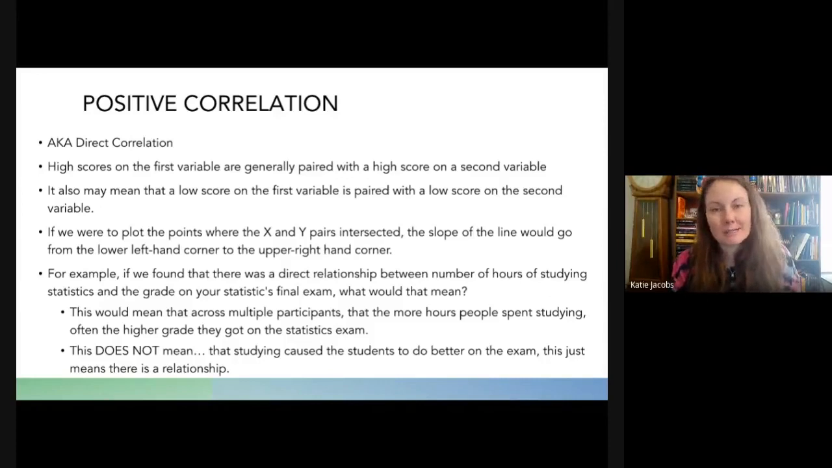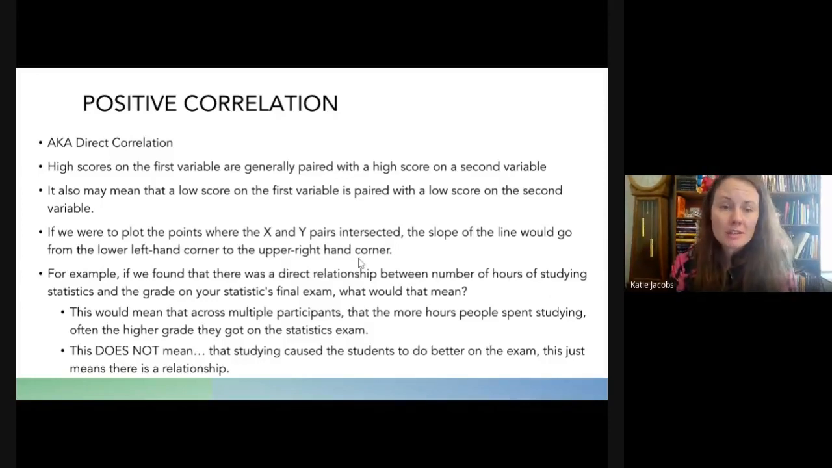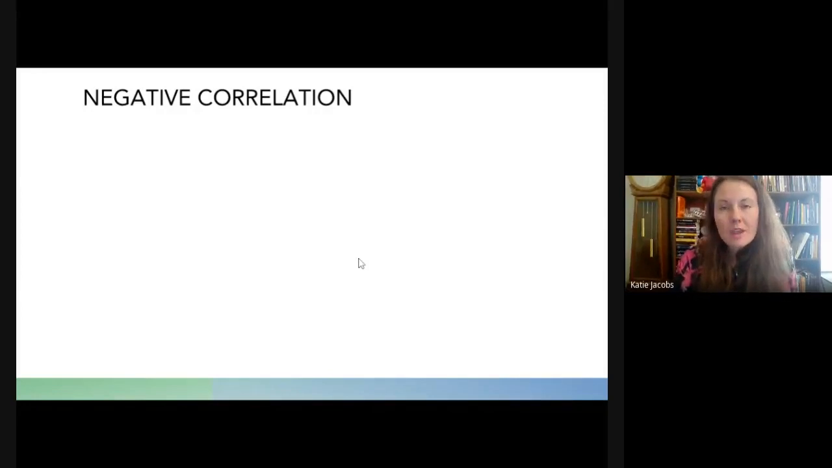correlation. The fourth possibility is that there's not actually a relationship, that these things just happen to relate to one another, but it was more by a mistake or a spurious correlation. But we can say with the correlation that these things are related.